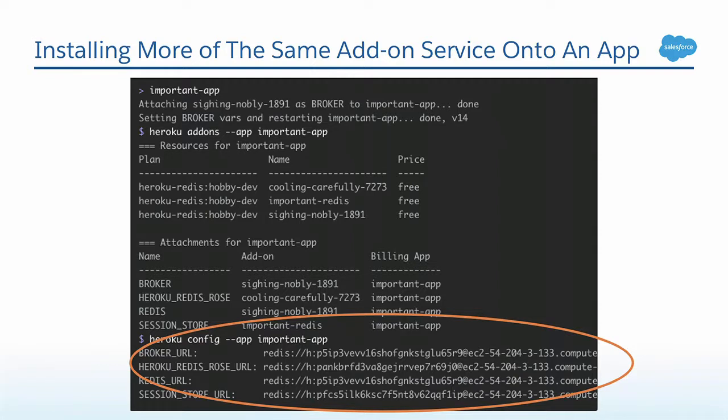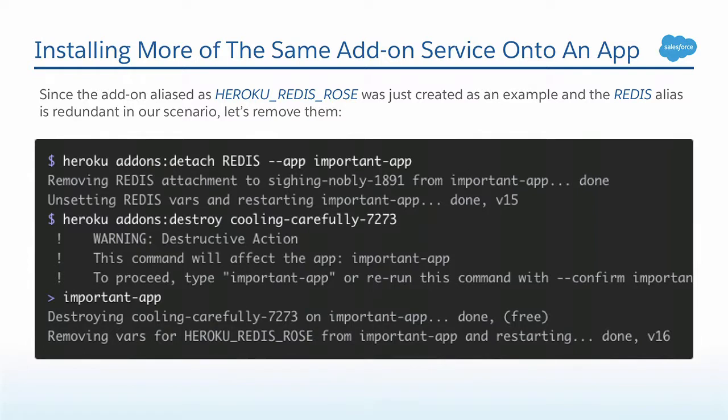Notice that the session store, broker, and Heroku Redis rows each point to a different add-on instance. Each has unique values set to its corresponding config vars as well. Since the add-on alias Heroku Redis store was just created as an example, and the Redis alias is redundant in our scenario, we can remove them.